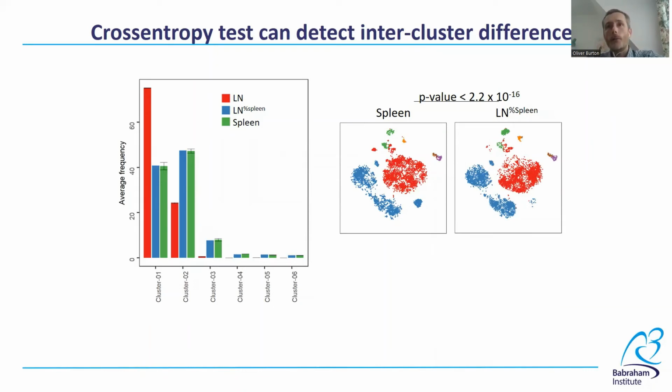I created artificial samples comprised solely of lymph node cells, but with the same frequency of cell types as are present in the spleen. You can see this here by comparing the green, which is the spleen, and the blue, which is the lymph node adjusted to spleen bars. Initially, the lymph node starts out with the red distribution of cells, and after the adjustment aligns with spleen. So the only difference is the expression levels, not the cell types. While the t-SNE plots are quite similar to the eye, the cross-entropy test says that they are radically different due to intra-cluster differences.